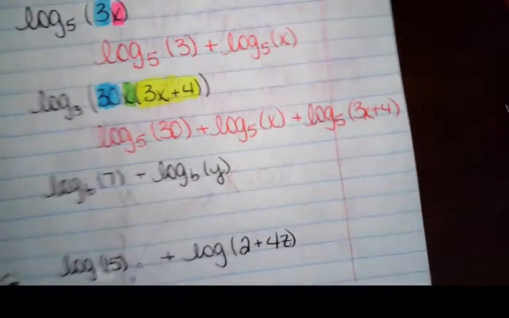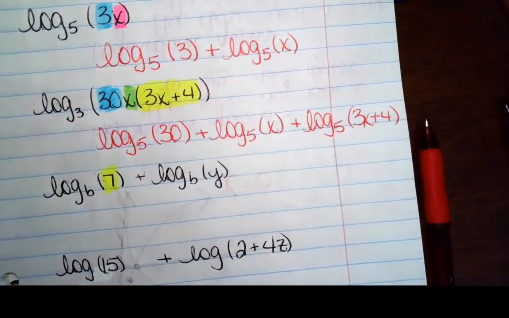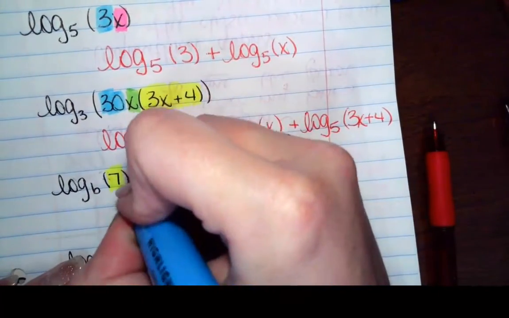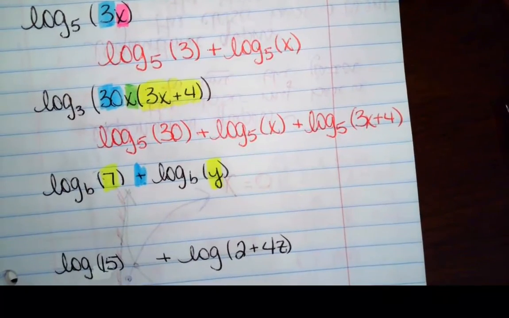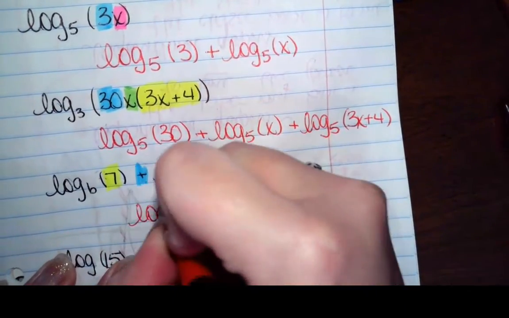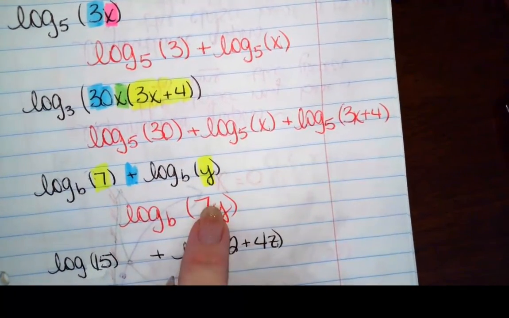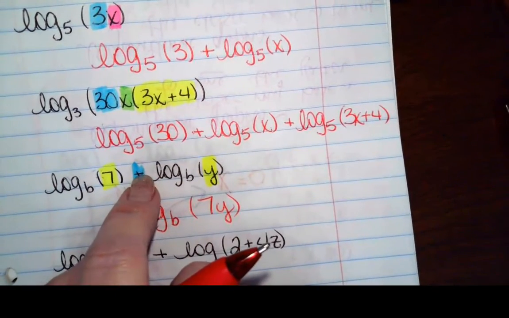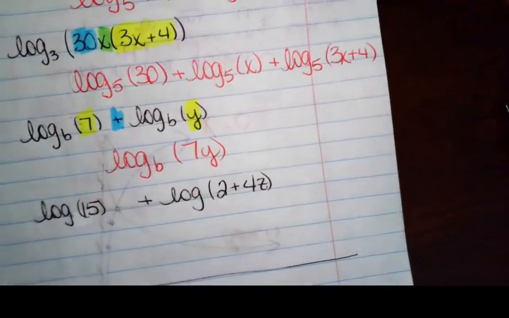And now I'm going to go backwards. Okay, I now have two separate logs joined by addition on the outside. So I am going to condense that into a single log. If it's addition on the outside, it will be multiplication on the inside. So I have log base b of 7 times y. Okay, so two separate logs. Addition on the outside becomes multiplication on the inside. So take your arguments and join them with multiplication.